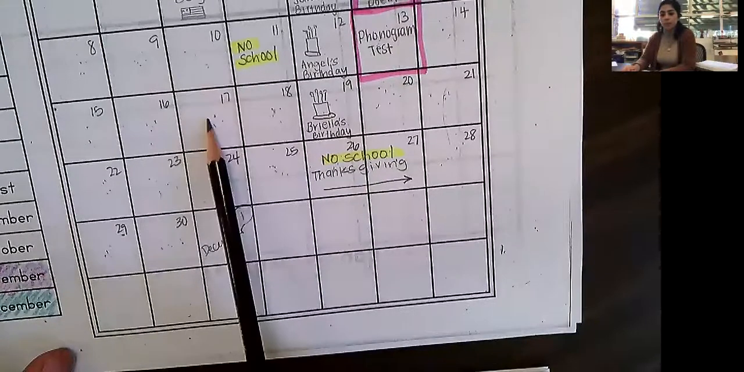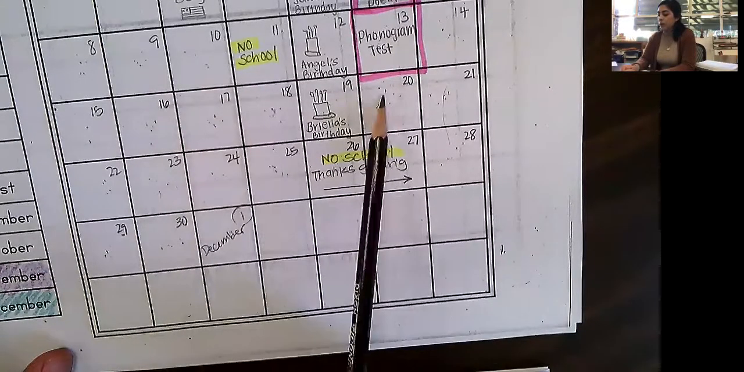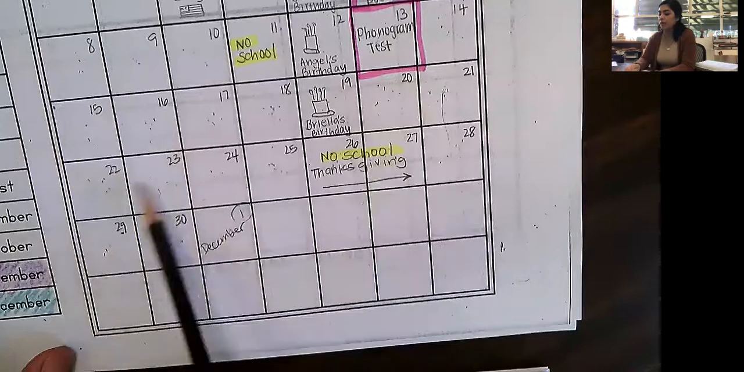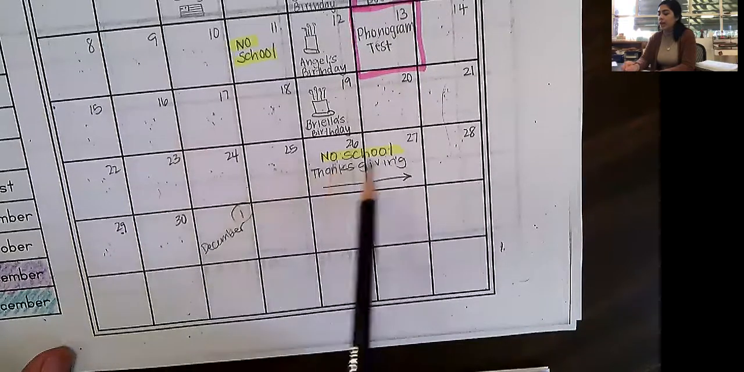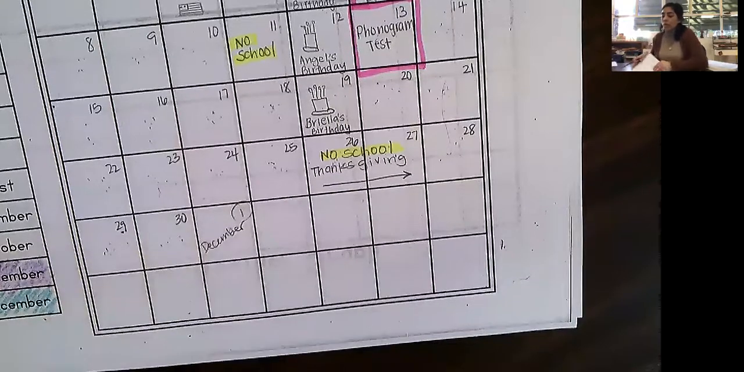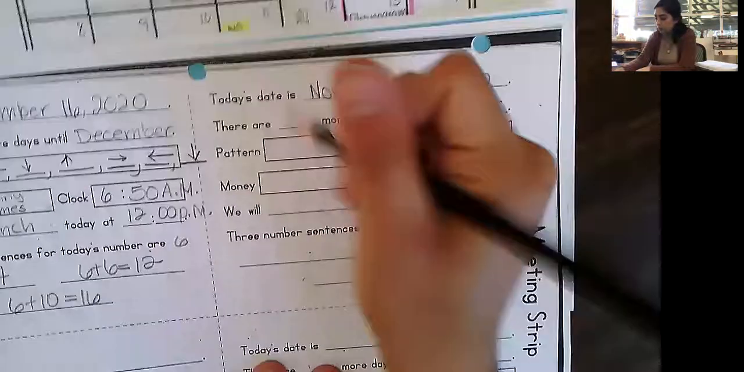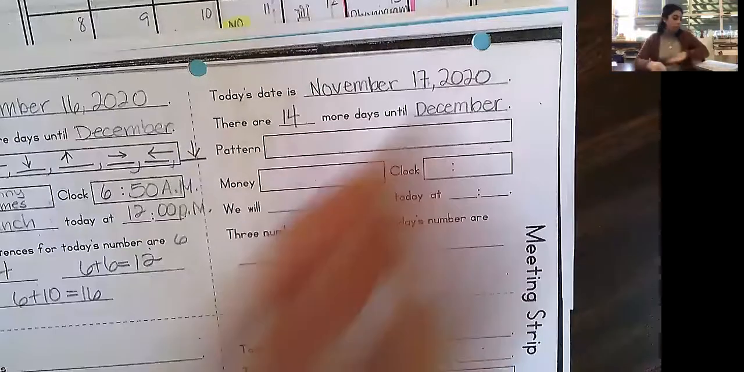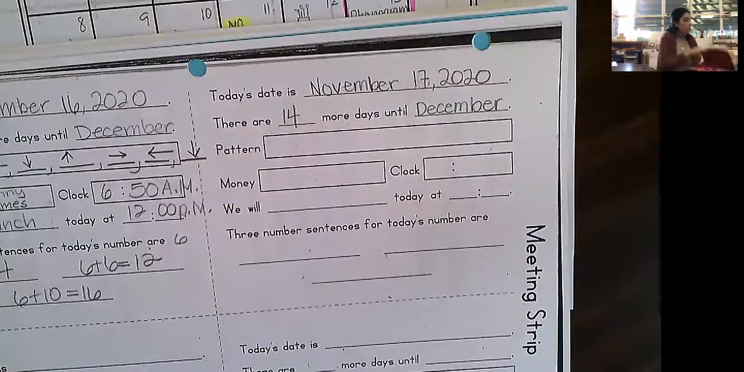We're here. 1, 2, 3, 4, 5, 6, 7, 8, 9, 10, 11, 12, 13, 14. 14 more days until December. Go ahead and write that down.